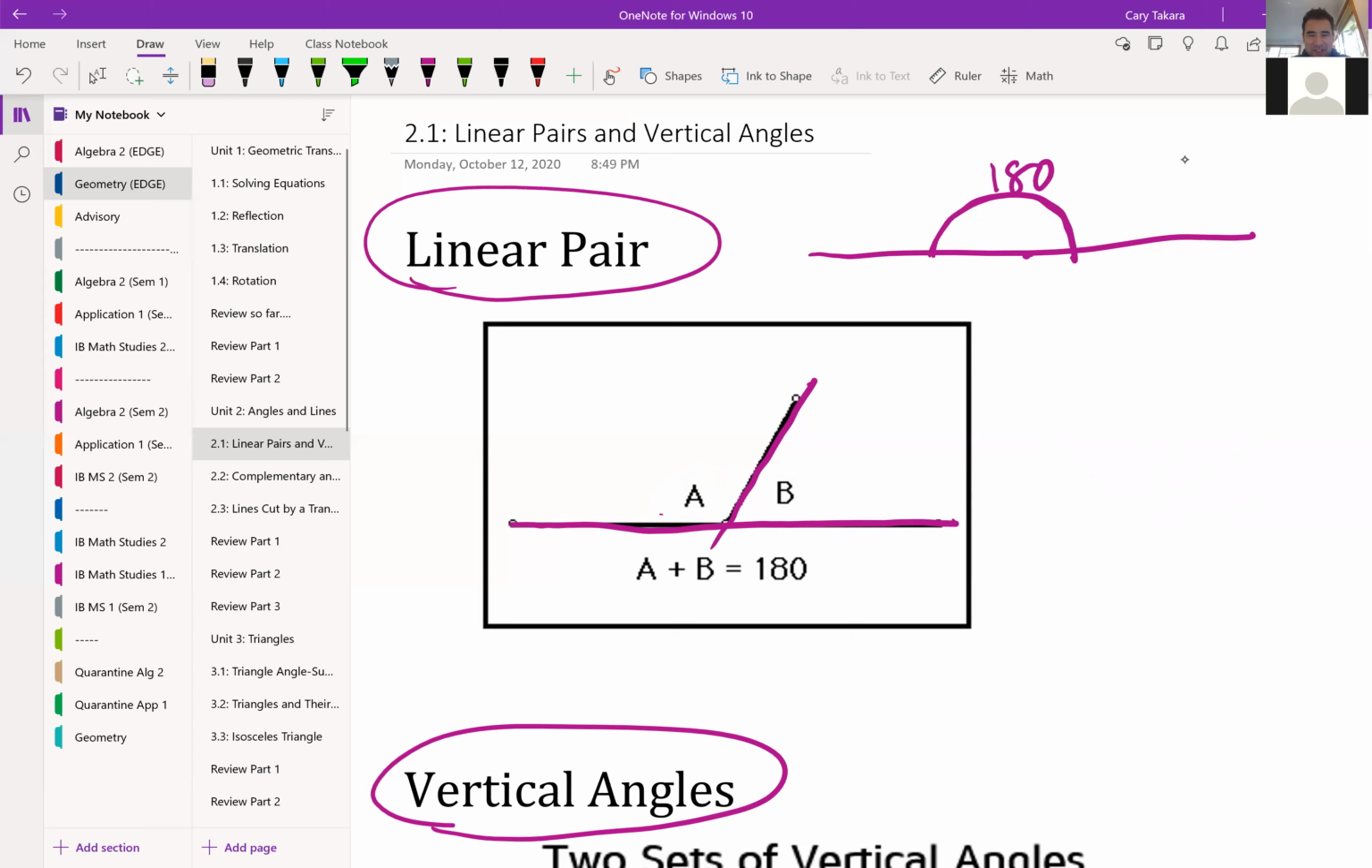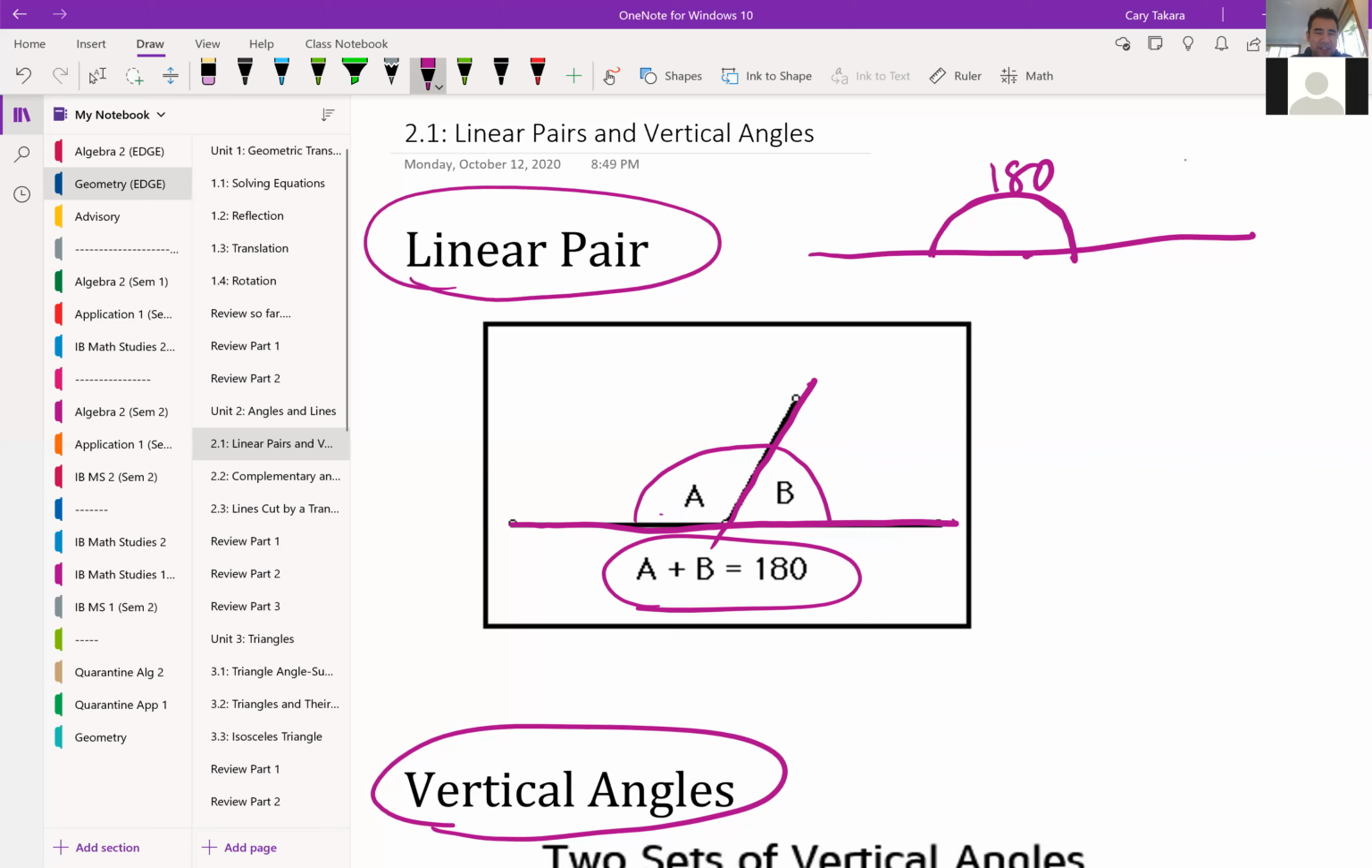Well, that's kind of obvious stuff, isn't it? And there's a fancy name for it. It's called linear pair. Linear means straight line, and a pair, you've got two angles making up 180 degrees. So A plus B should always be equal to 180 if it has a straight line.